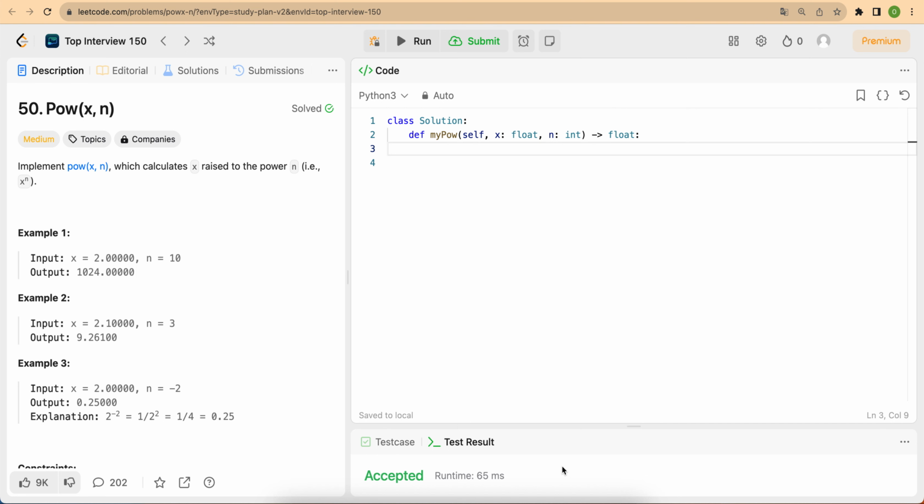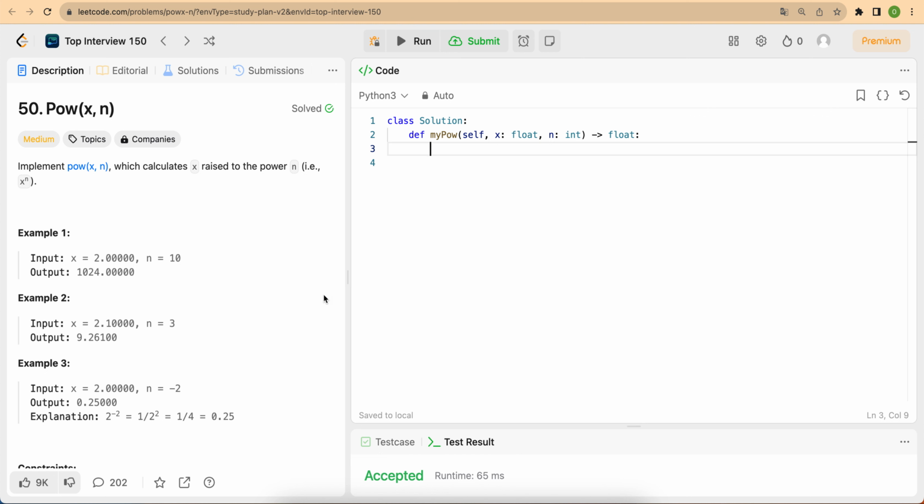Today let's solve one legal question together. Today's question is number 50 and we need to calculate the power of x, right? Power n of x. So this is a very typical question.